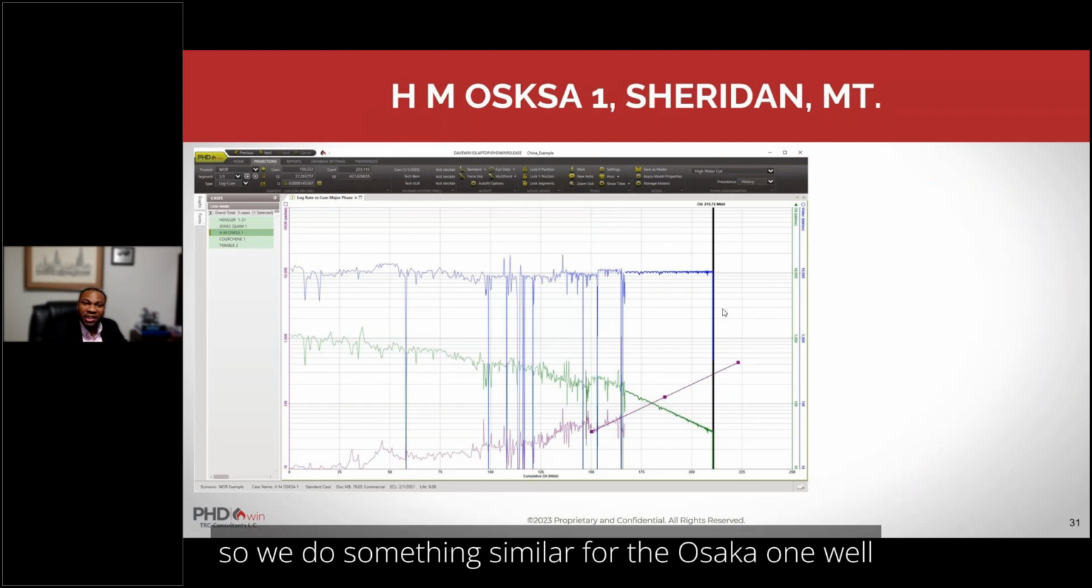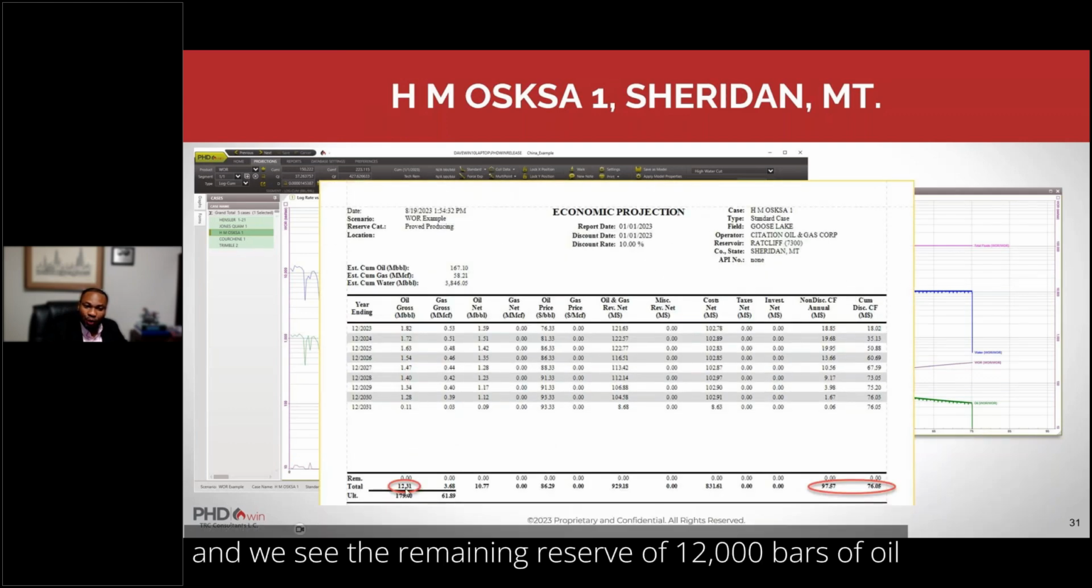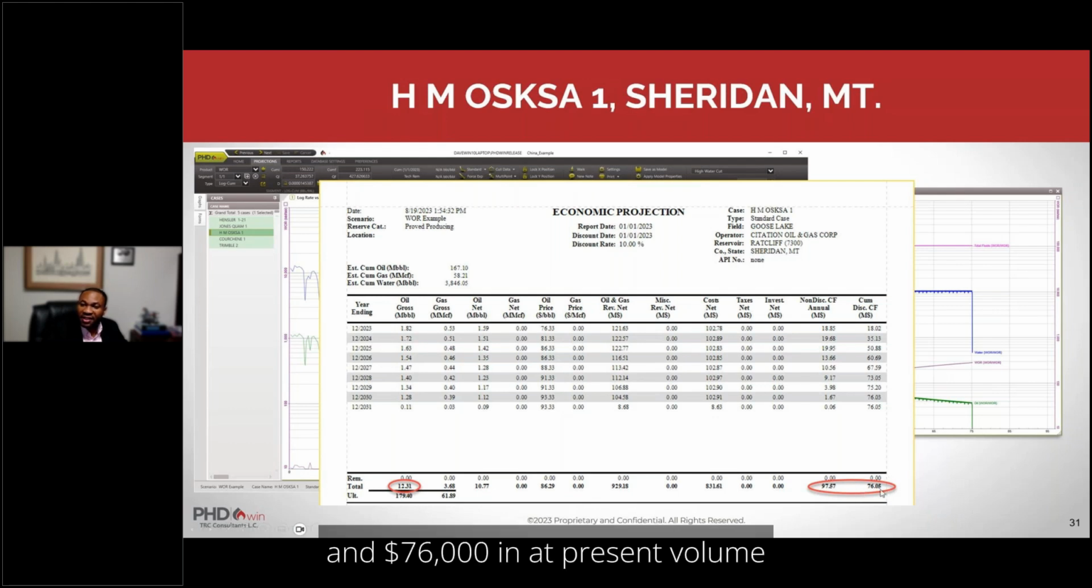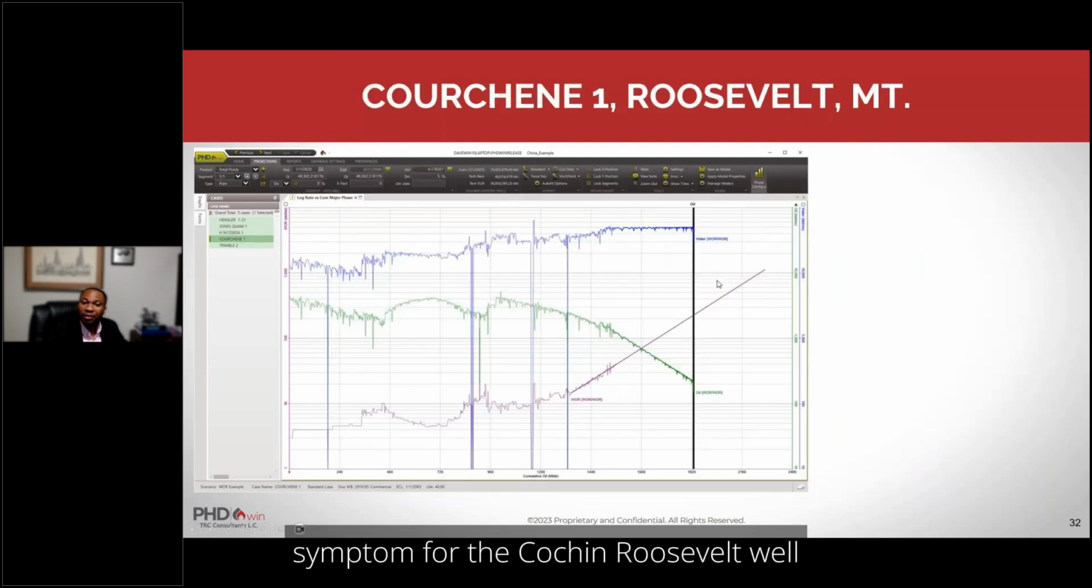We do something similar for the Osaka 1 well, and we see a remaining reserve of 12,000 barrels of oil and $76,000 in net present value. Same thing for the Cochin Roosevelt well.